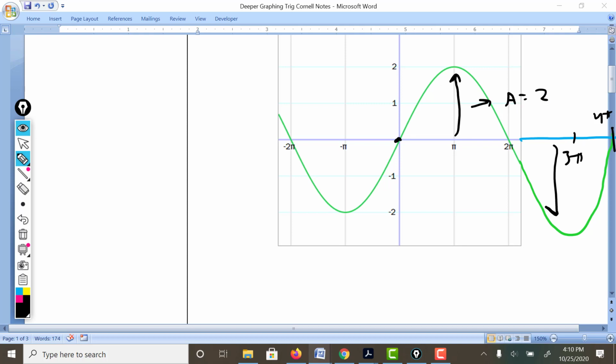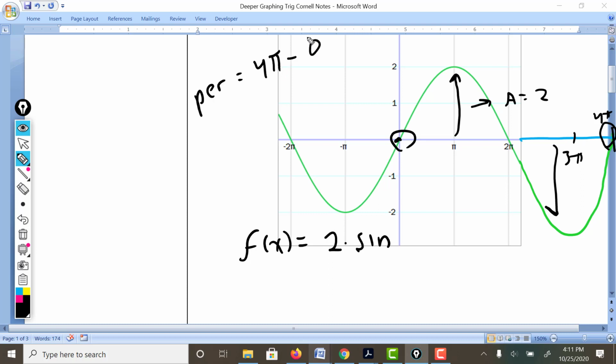And this is a sine. The question is the period. So in a regular sine graph, we would expect it to be like this, right? And the period would be 2 pi. So we don't quite have that. To find the period, we would take the 4 pi minus the 0. The final point minus the initial point. And that gives me 4 pi.